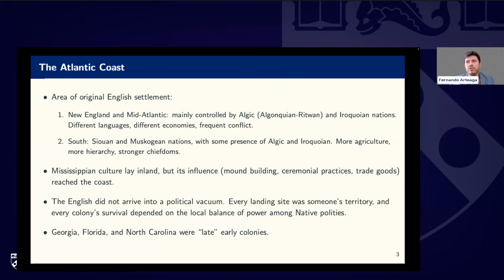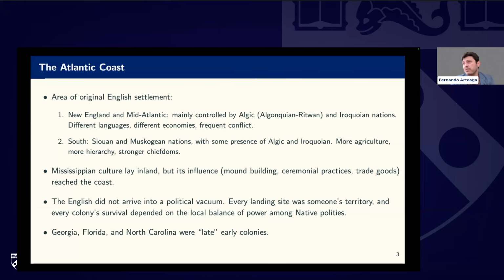I will just continue giving a brief overview and oversimplification of the native tribes that existed in North America. We will be focusing very much on New England and the Mid-Atlantic. Of course, there were many more across what today is the United States, but the main ones in the North Atlantic and the Mid-Atlantic are basically the Algic and the Iroquois nations.